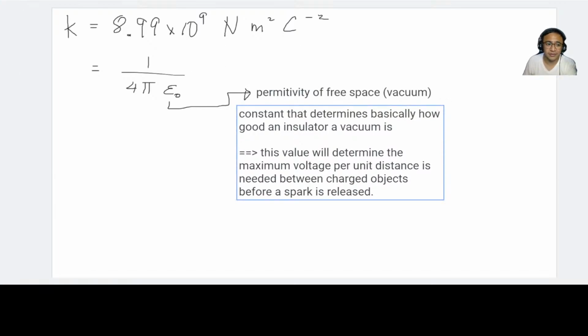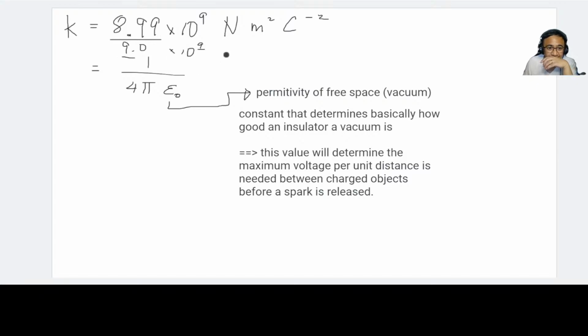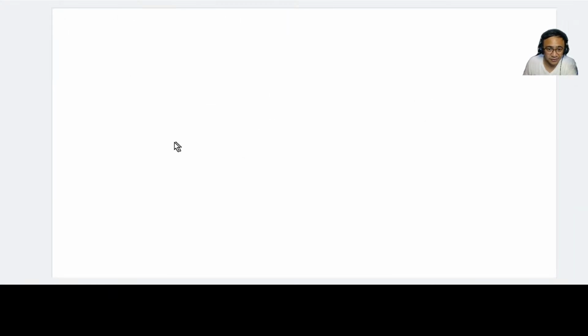One more thing about this. You can kind of easily remember this. It rounds off to 9.00, right? 9.0 times 10 to the 9. 9 and 9. So if you want to do a quick calculation, just do it like this if you can recall it. With that out of the way, let's go for some problems.